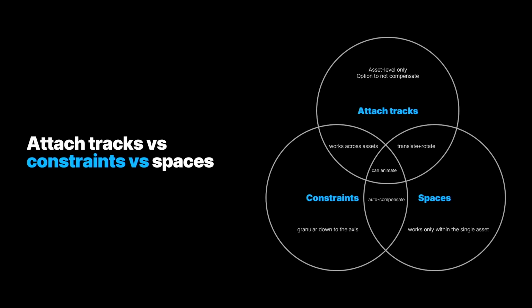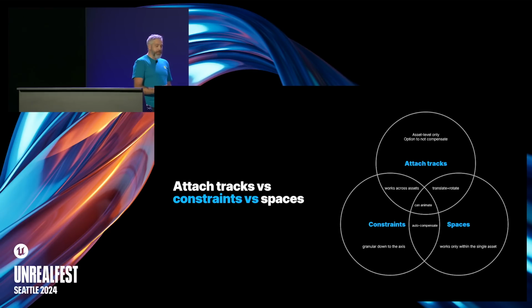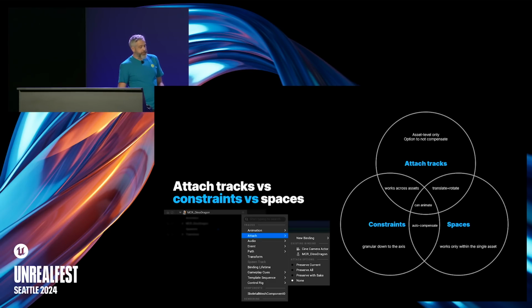The biggest difference between all of these and what you're probably used to is that you can actually animate without needing any extra offset groups, whether you're using the attached track, the constraint, or a space. And that's because what they're doing isn't locking your data, but instead just putting your data in a new space. And most of them will do an automatic curve compensation for you. So let's start with the attached tracks.